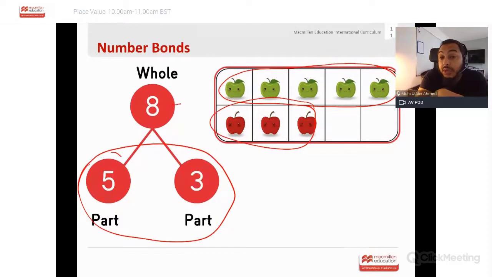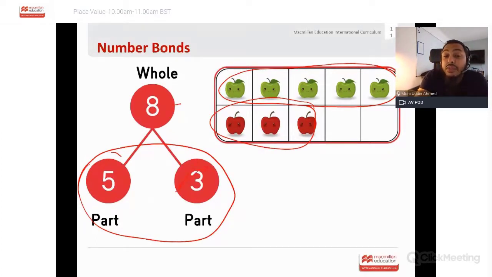So we've got 2 parts here, 5 green, 3 red, makes 8 altogether, the whole. So we call it the part whole diagram. And with this comes a lot of positives, because then we can talk about the fact families very easily. So for example, if I've got 5 and 3, the 2 parts are 5 and 3 that make 8.